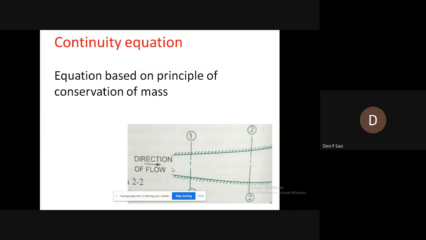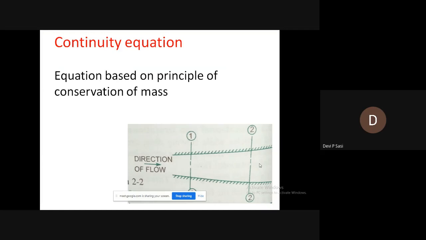Then coming over to section 2, let us assume V2 as the velocity at section 2, rho2 as the density at section 2, and A2 as the area of the pipe at section 2. That is, here velocity V1, density rho1, area A1. Coming over to this section, velocity V2, density rho2, and area A2.